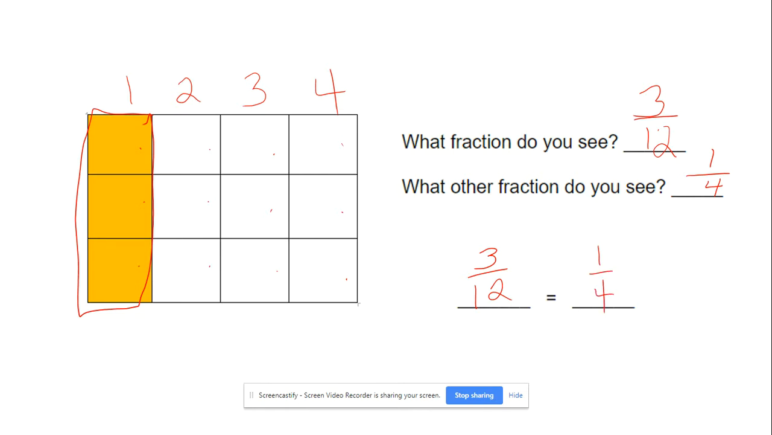Let's see. We said we have to divide by the same on the numerator and the denominator. So to get from 3 to 1, we have to divide by 3. We divide by 3 on the bottom. Let's see if our answer makes sense. 12 divided by 3 does equal 4. So 3/12 is equal to 1/4.